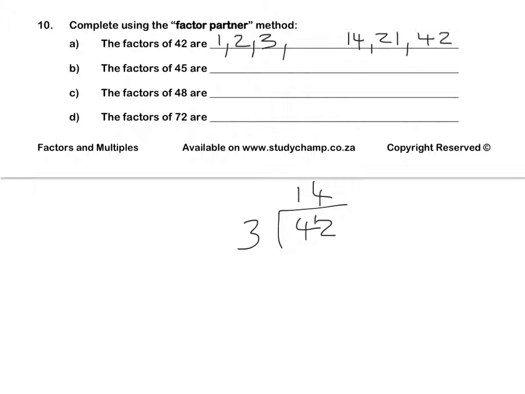Then, is 4 a factor of 42? No. Is 5 a factor? No. Is 6 a factor? Yes, because 6 times 7 is 42. And there we have all our factors without missing any. Press pause to complete question 10 by yourself. When you are done, use the memo to mark all your answers on this worksheet.